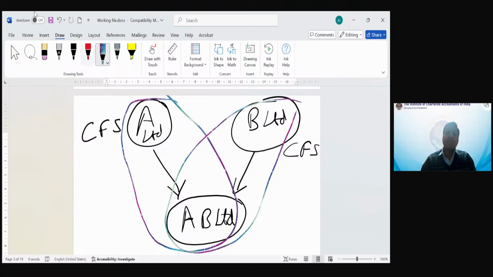Clear? So now, here again, the requirement to prepare CFS arises. But in this case, the method to prepare CFS will not be line by line addition, will not be the equity method. This method will be different from both those methods.